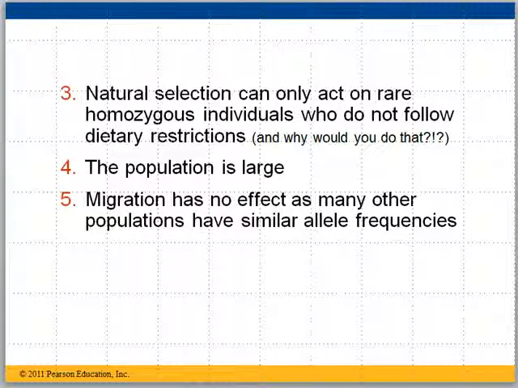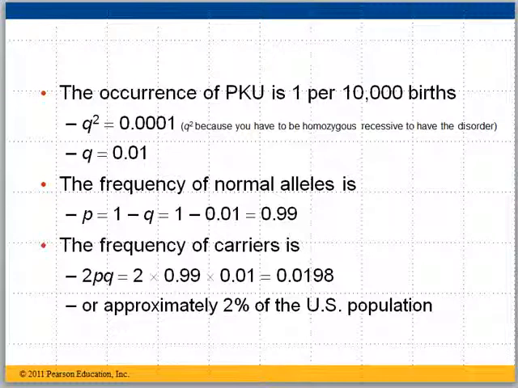So we can do a little bit of math. If we know that you have to be homozygous recessive to have this problem, and we know that the occurrence is about 1 per 10,000 births, that means the q squared rate is 0.0001, 1 in 10,000. So our q, if we take the square root of that, is going to be 0.01. So if we know what q is, we can do some other calculations. We only have two possible alleles, p or q, and if q is 0.01 and p plus q has to equal 1, well, you can do a quick subtraction, and that must mean that p is 0.99.